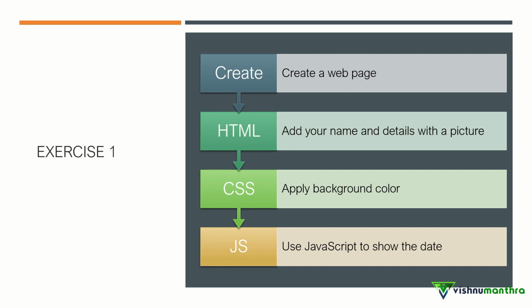Now the first exercise for you: create a web page, add your name and details with picture, and also you can apply some background color. You can make the contents bold. You can give different heading sizes. Also add some dynamic content to your web page. By having JavaScript in place, you keep a button, and when we click on this button, you can show the date and time. This is your first exercise.